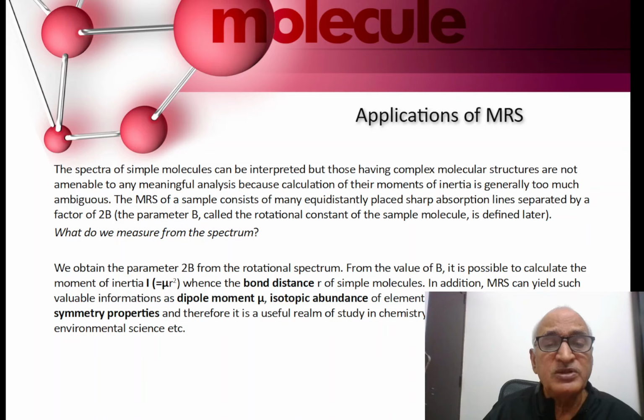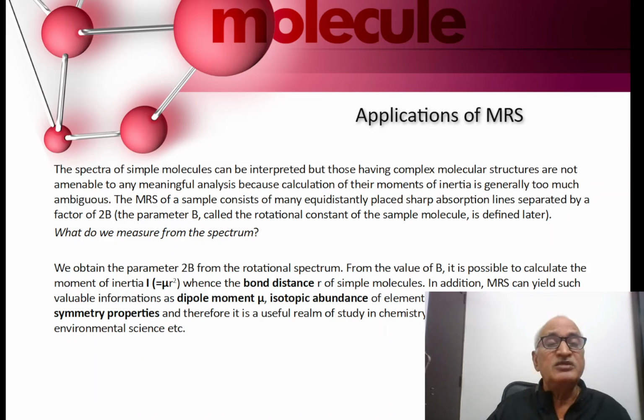One very important application of microwave spectrometry is isotopic abundance of elements, particularly on other planets. Another application includes conformational energy barrier, their measurement, symmetry properties of molecules. So I repeat the applications.